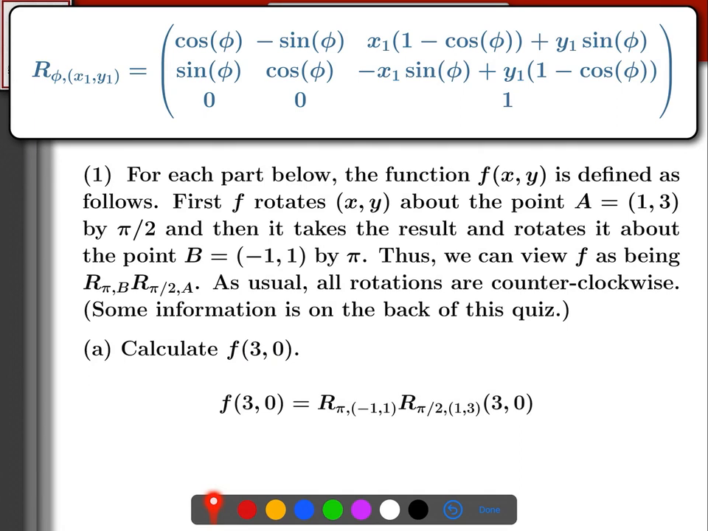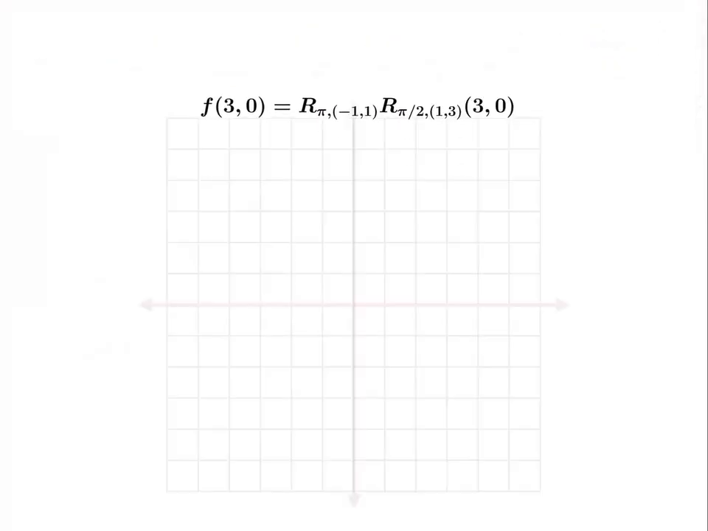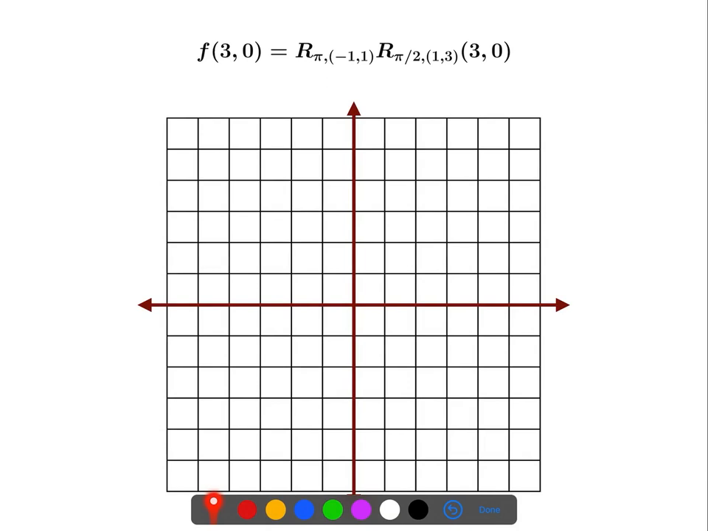Keep in mind that what we're trying to do then is to figure out what happens to this point again after a rotation about this point by pi halves, followed then by a rotation about this point by pi. So what I'm going to do is just draw a picture and see what happens in the picture.